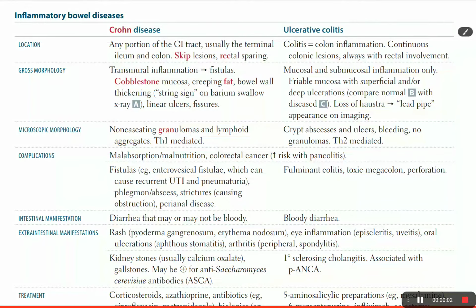Welcome back, guys. Today we're going to talk about inflammatory bowel disease. We have two types of inflammatory bowel disease, which are Crohn's disease and ulcerative colitis. Before that, we're going to make a rapid review of the layers of the GIT tract.